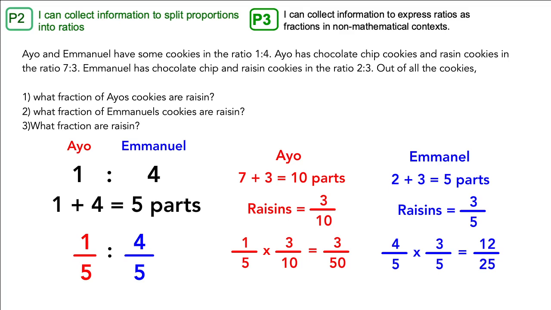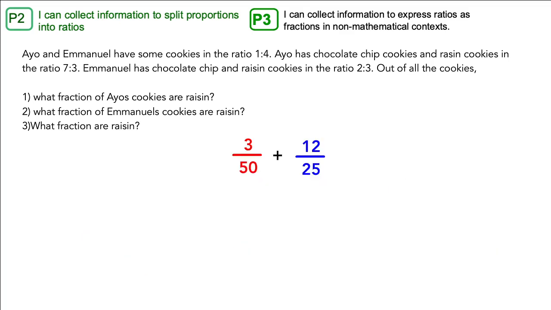The fraction of raisins overall would therefore be these two fractions added together, 3/50 plus 12/25, as they represent the fraction of raisins. 50 is a common denominator, so we maintain the equivalent fractions by multiplying the numerator and denominator of 12/25 by 2, giving us 24/50. Adding the numerators, we get 27/50 as the final answer.